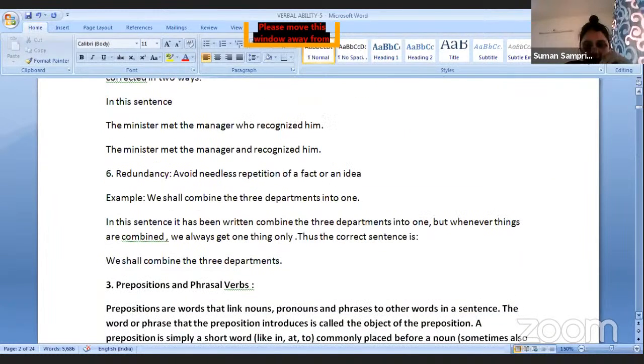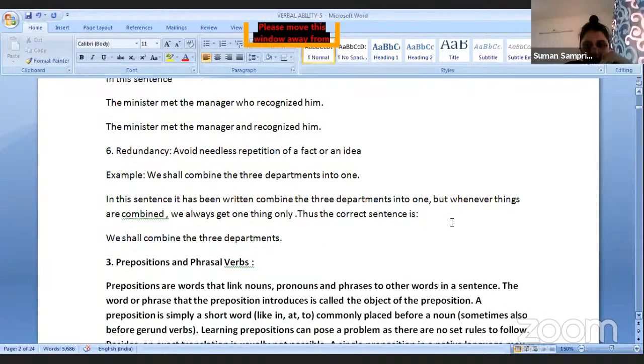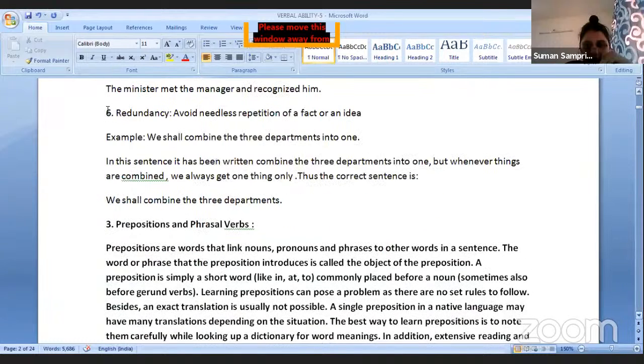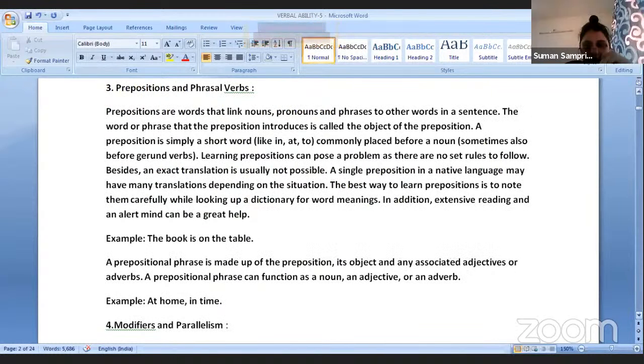Then going for the next, it is called redundancy, but I was talking about that, that is number 6, it will not come here. Wait. So preposition and phrasal verbs. The third one is preposition and phrasal verb. Prepositions are words that link nouns, pronouns, and phrases to the other words in a sentence. You know what prepositions are, right? So basically how we use a preposition.